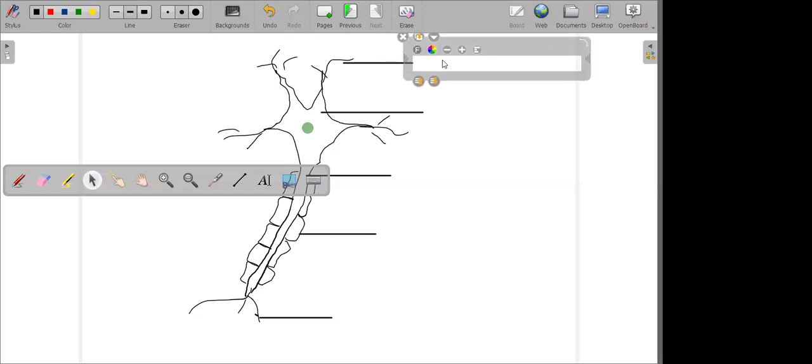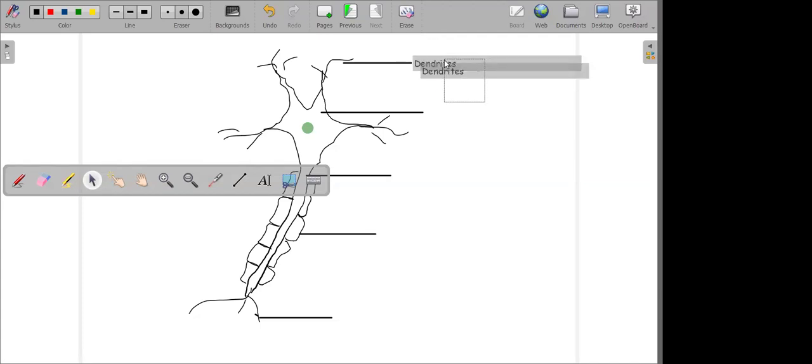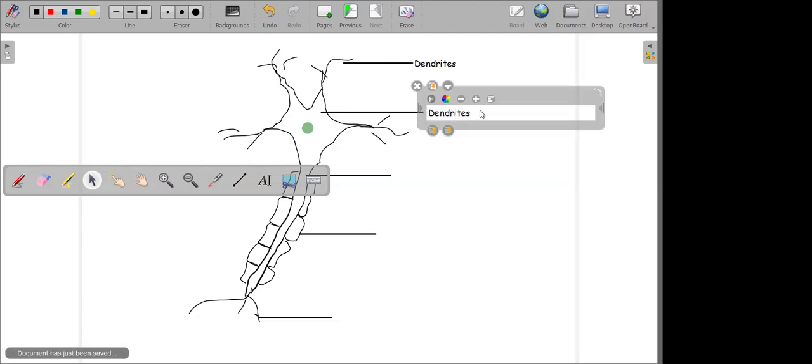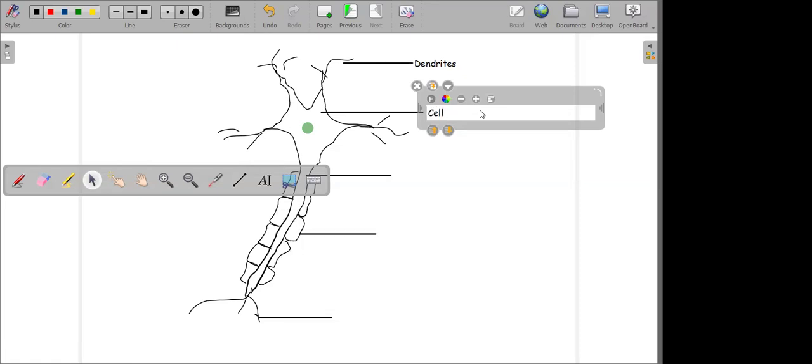Well, let's label this. This is your dendrites. These are dendrites. Then this is your cell body. The cell body is also called cytosol.